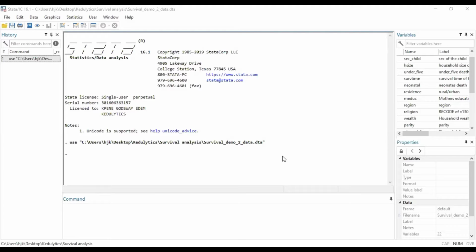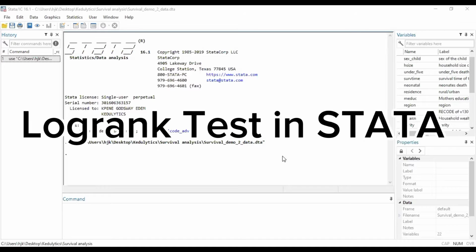In today's brief video, we are still looking at our survival analysis, and today we will be considering how we can statistically test whether there's a difference in observed survival distribution between categories.